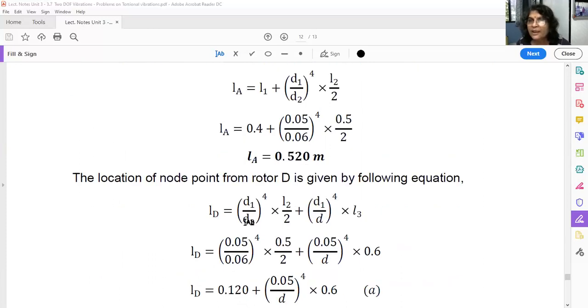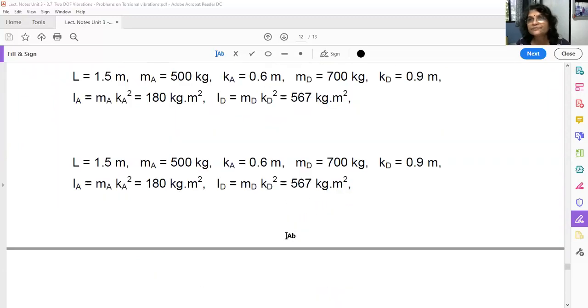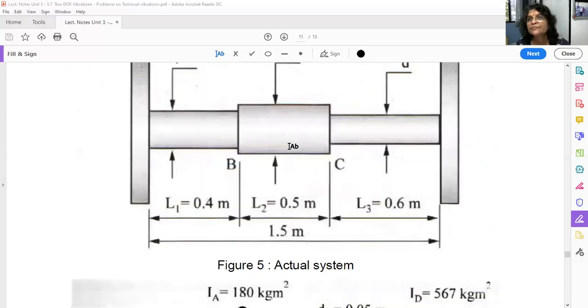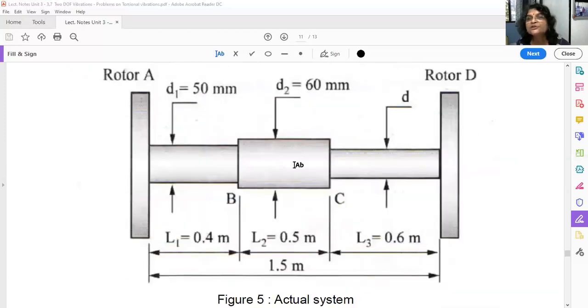Similarly, find out LD. How will you find out LD? See here, from this rotor now. Again D is equal to D1 you are considering. So this is half of the length, that means D1 upon D2 raised to 4 into L2 by 2, plus what you can write down? DE upon D, DE is D1, so D1 upon D raised to 4 into this L3. Now D is unknown, remember.